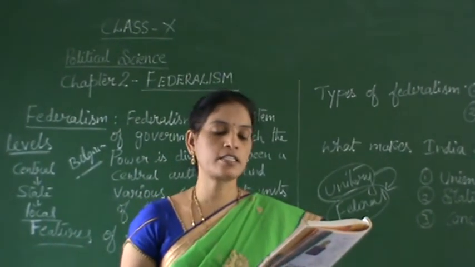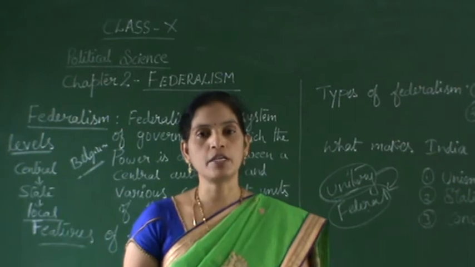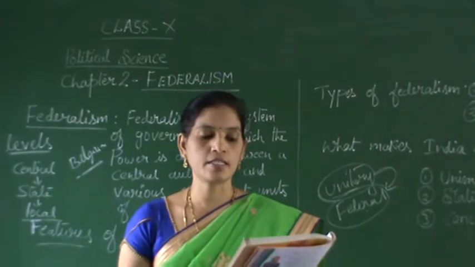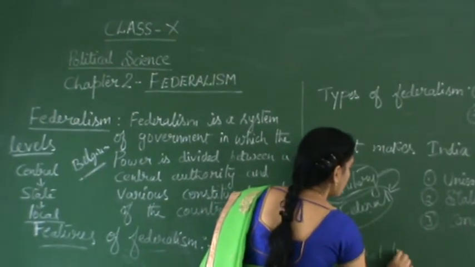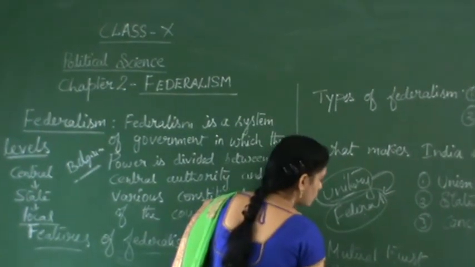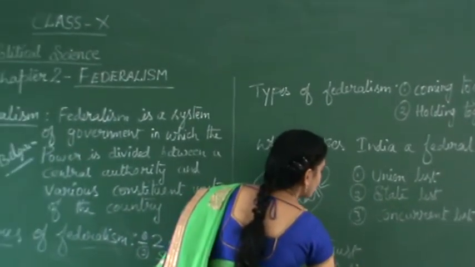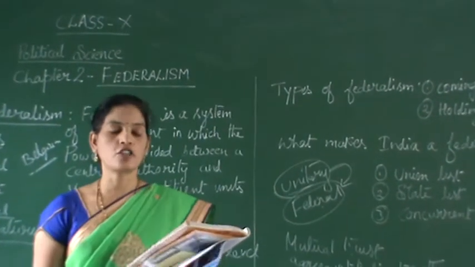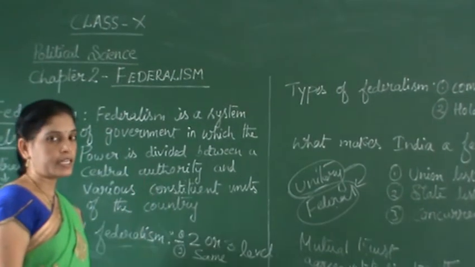An ideal federal system has both aspects: mutual trust and agreement to live together. These are the 2 aspects which the ideal federalism has. That is mutual trust among each other, and the second one is agreement to live together. These are the 2 main ideals of a federal system. Hope you are very clear with federalism and its key features.